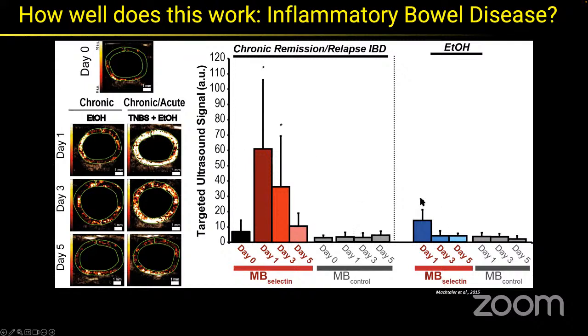We saw a little bit of a signal, and we learned later that ethanol, which is our vehicle in this case, actually causes a little bit of inflammation. But still, what you can see here is we have this really big signal difference between active and quiescent inflammation.